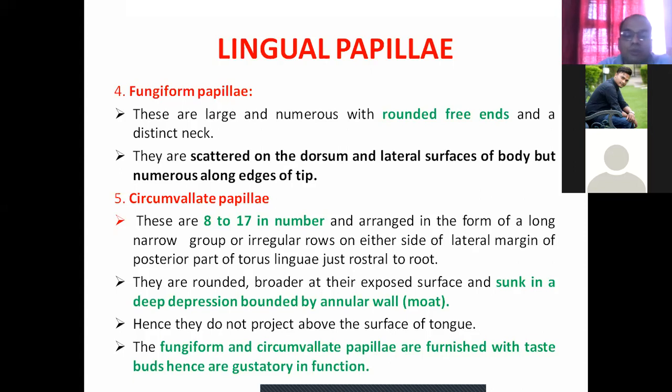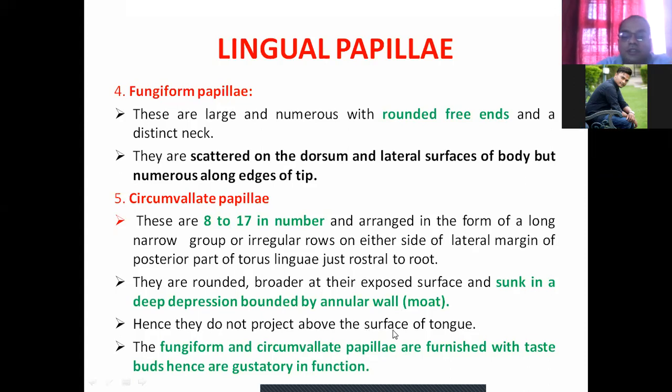It goes inside the tissue and it forms the moat. Hence, they do not project above the surface of the tongue. As I told you, it does not project above the surface of the tongue. The important thing is that the fungiform and circumvallate papillae have the taste bud. That's why it is gustatory in function, or gustatory in nature.